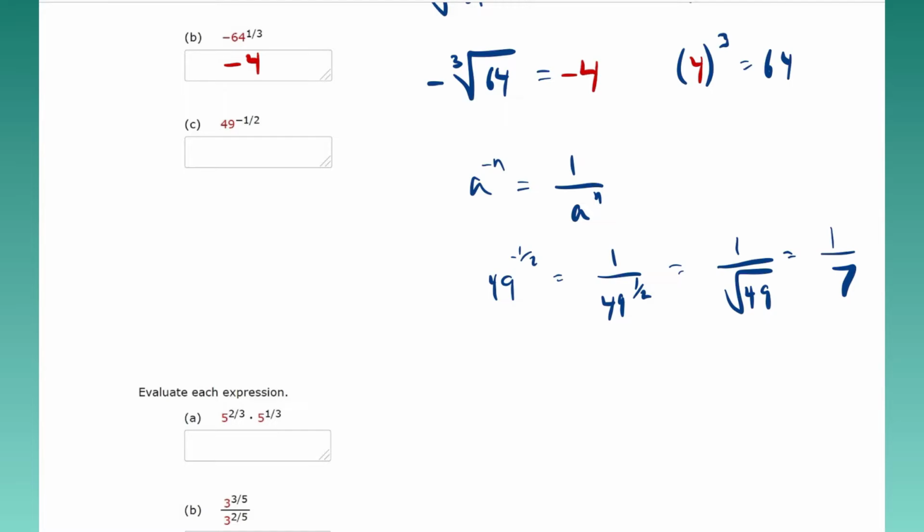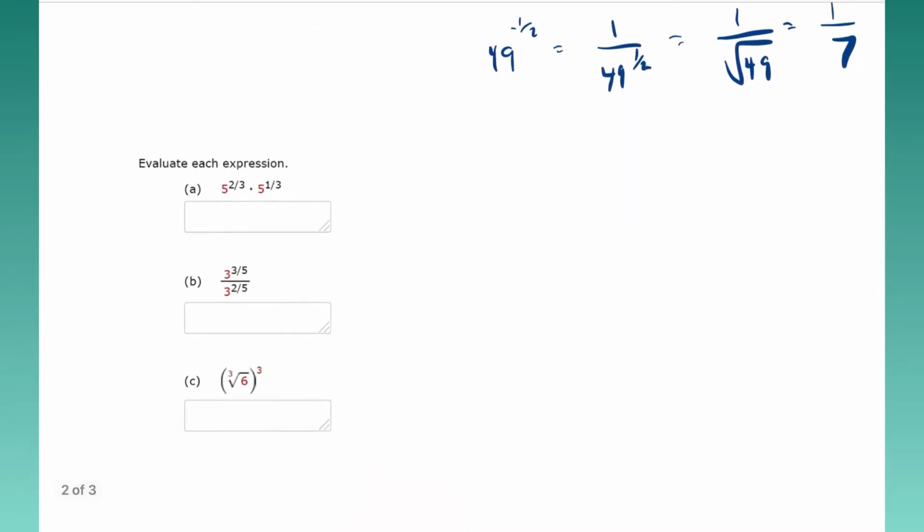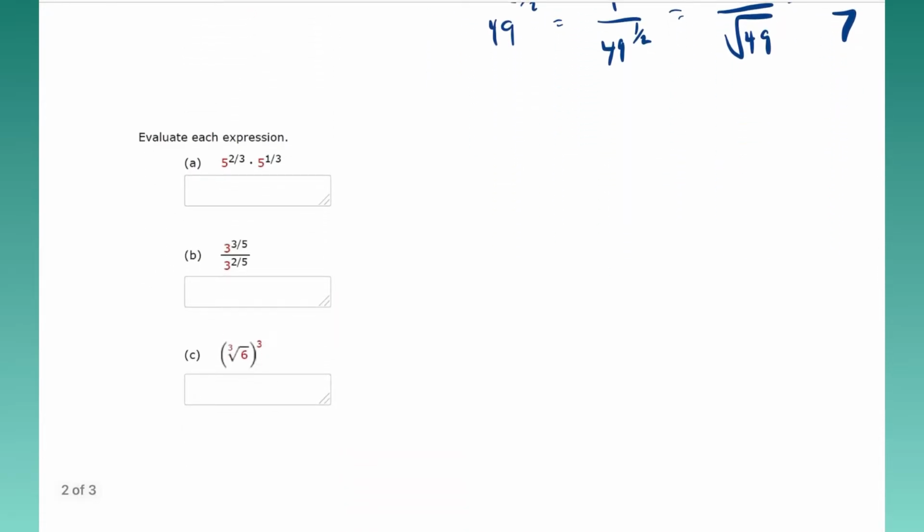So that would become 1/7, our final answer. All right, for these, we need to use the property that says a to the m times a to the nth is a to the m plus n. So we're adding these exponents in this case. We have 2/3 plus 1/3 is 3/3, which is 1, which is 5.